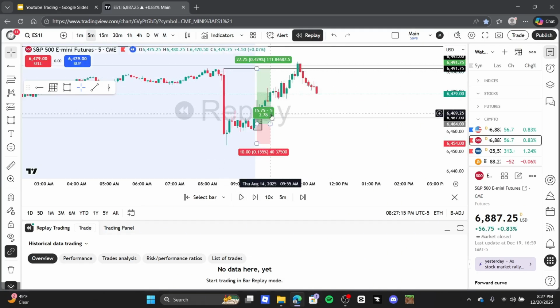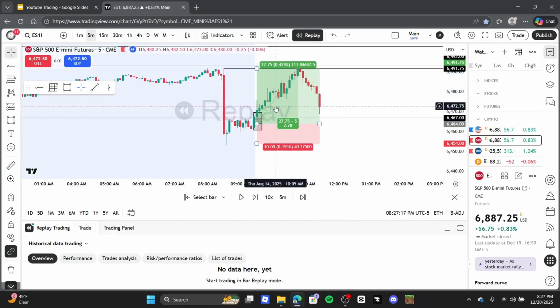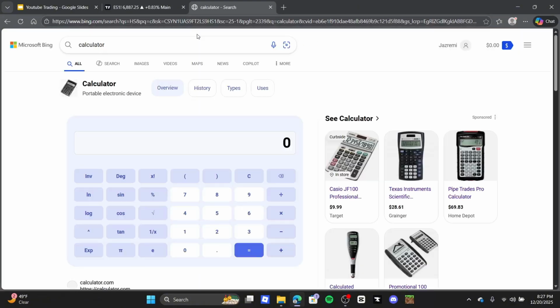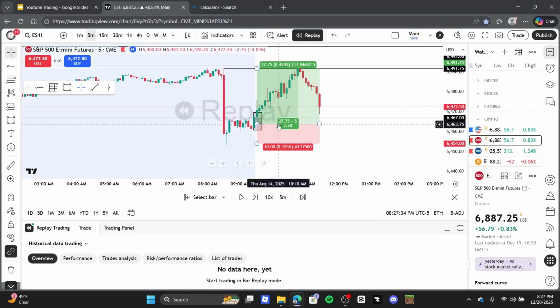Okay, so in this example, I actually won. So that's good. That's 27 points. With the way that I trade with 5 micros, 25 times 27.75, which is how many points that was, that would have been 693 bucks for me. This would have been that.